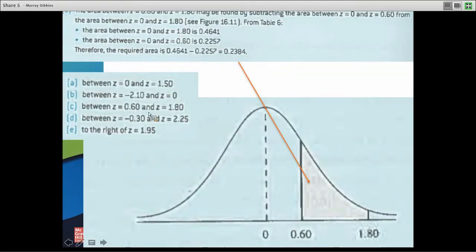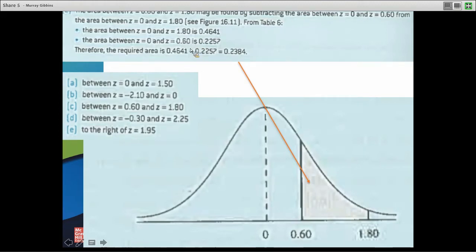Next one, what about 0.6? What is the area between 0.6 and 1.8? So here we're going to find the area all the way back to 1.8. Look that area up. Look up the area from 0.6 to 0 and subtract the two to find the area. So that's what they're doing here. They find the area for 1.8, find the area for 0.6, and subtract them and find that that middle area is 0.2384.